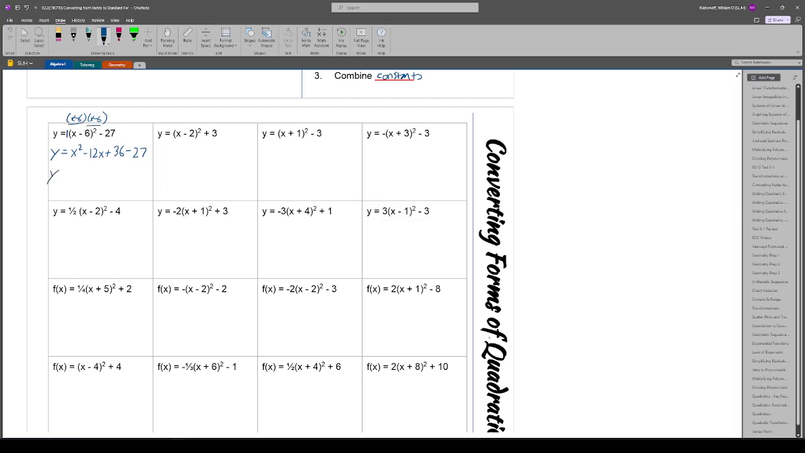So this one, we skip straight from step 1 to 3, and we combine our constants, x squared minus 12x, and then we have 36 minus 27 is plus 9. So you'll see that on the first 3, there is a coefficient of 1, a equals 1, meaning step 2 doesn't need to happen. The fourth one over here, though, has a negative 1, so that one is important.